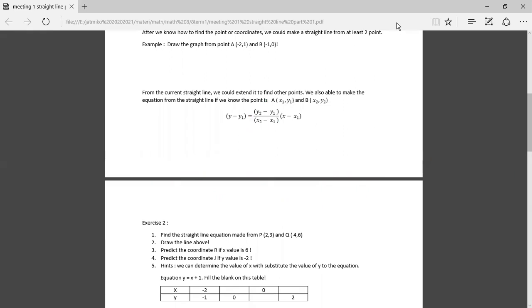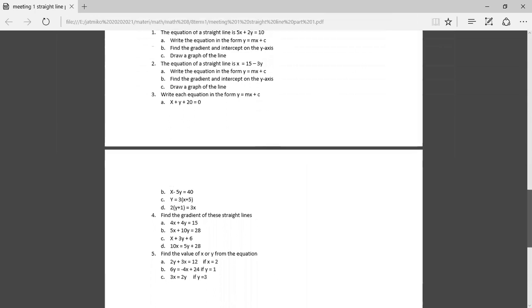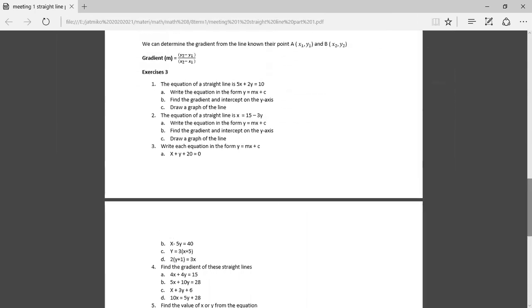Okay, in the end, try to do exercise 3, and then let me know if you have any questions about it.